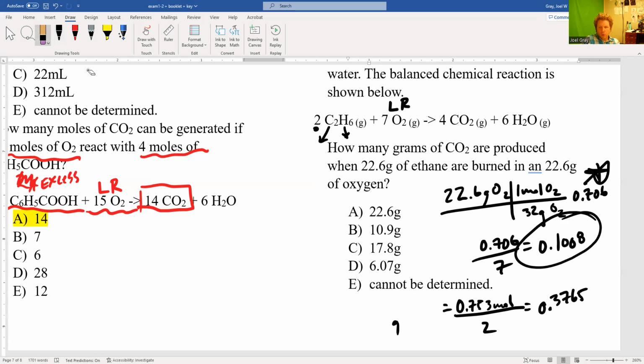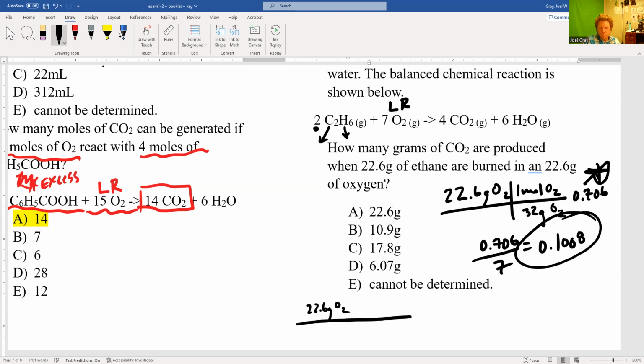I figured out the number of moles, and then I divided each one of them by their coefficients in the balanced chemical equation. So by figuring out that O2 is our limiting reactant, now what I can do is say 22.6 grams of O2. And now what I can say is, well, 32 grams of O2 is 1 mole of O2.